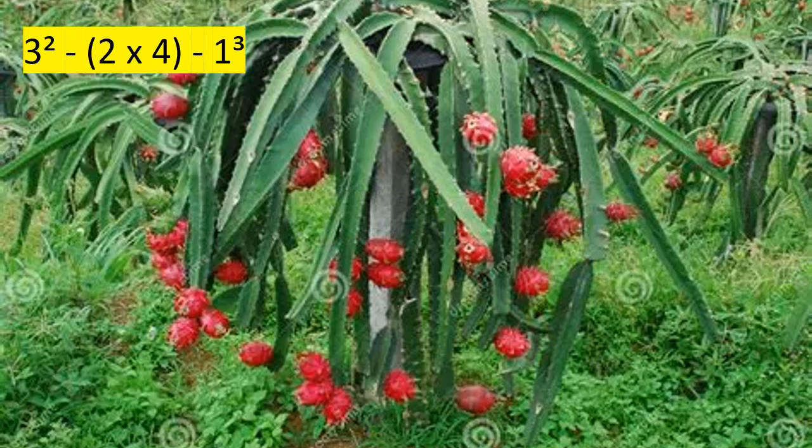So the question this time is 3 squared minus bracket 2 times 4, close bracket, minus 1 cubed. It's going to take a little bit of time to work that one, but I'm going to go straight ahead with the answer now, so pause the video if you need to. Here we go. The answer is 0. How do we get that?